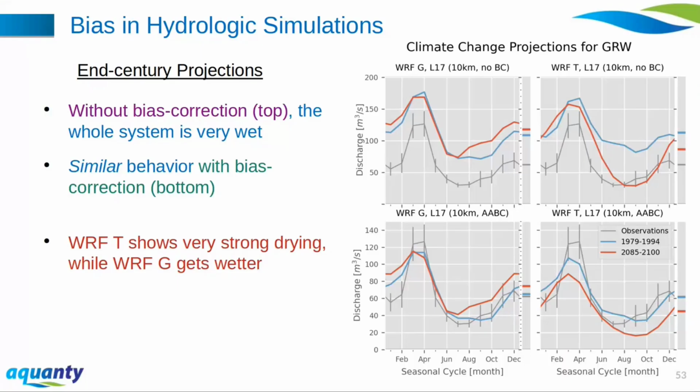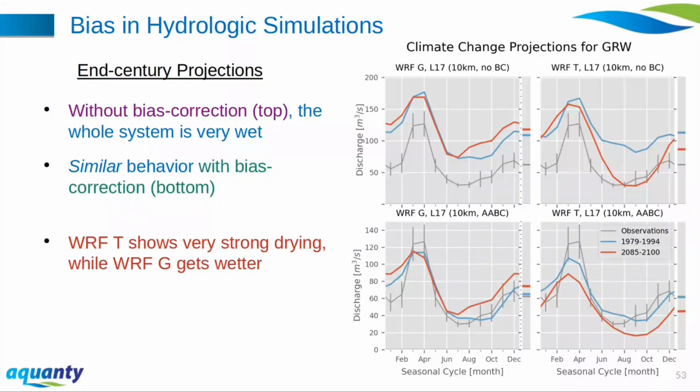And if you compare the red line to the blue line in both of these cases, the behavior between bias corrected and uncorrected is relatively similar qualitatively speaking. But the response between the two configurations, WRF G and WRF T, is very different, right? So WRF T has significant drying, whereas WRF G is actually getting a bit wetter, especially in late summer and fall.